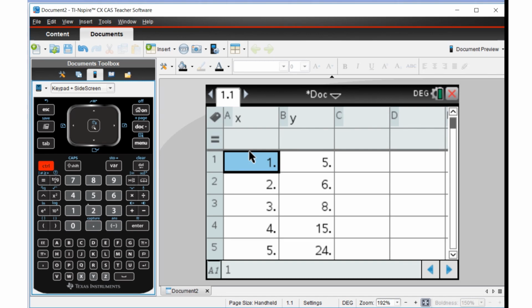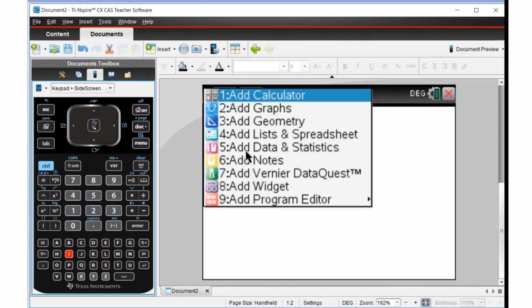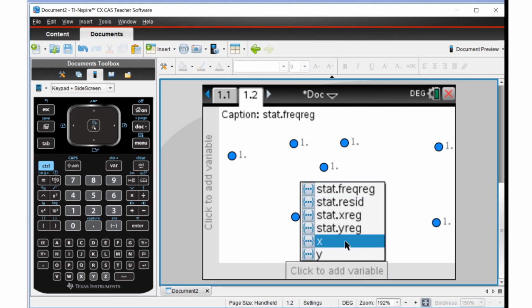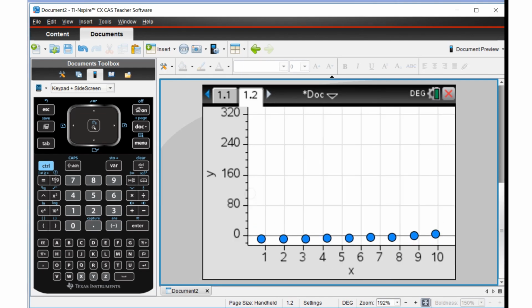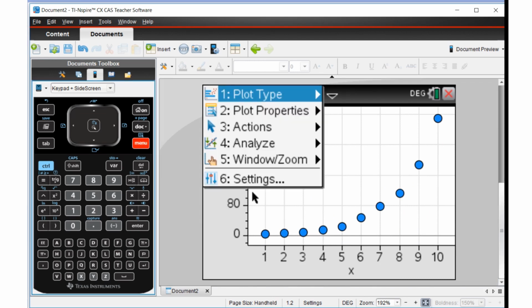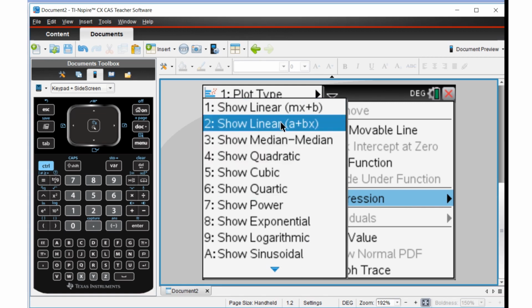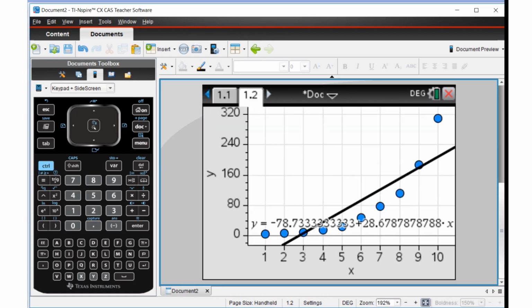So this, we're going to go Control I. We're going to go Add Data and Stats. We're going to go X. We're going to go Y. It's pretty clear it's not linear, but that's fine for our purposes. We're going to go Analyze. We go Regression. We go Show Linear. Remember, it's A plus BX form.